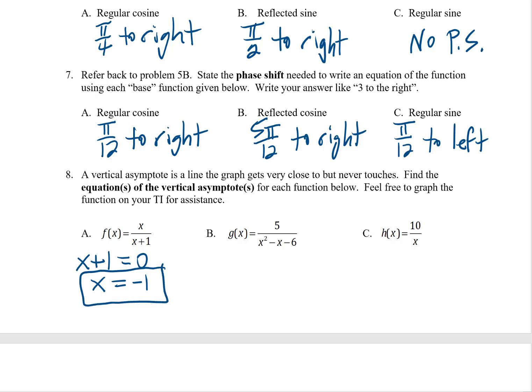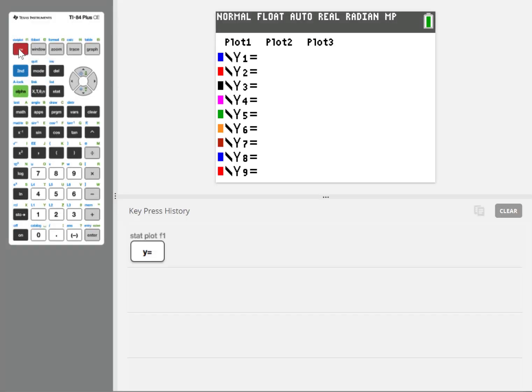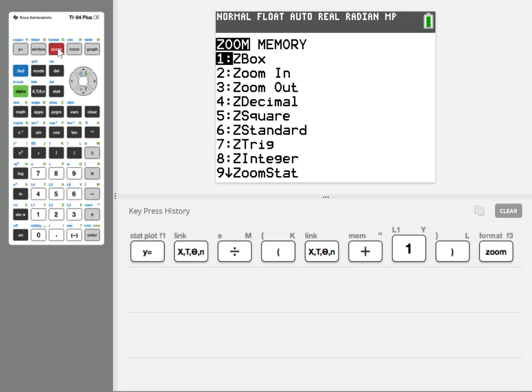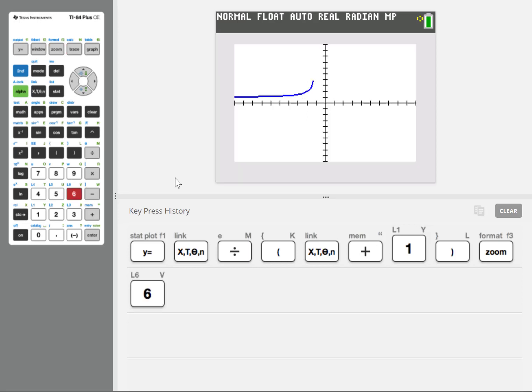Let's take a look at the calculator and verify that. So I'll go to the y equals area. I'm typing in x on the top. And then I'm going to have to put that x plus 1 in parentheses for the calculator to understand that the whole thing is in the denominator. I'm not sure exactly what window to use. In algebra, zoom 6 is often a good choice. It's just kind of a standard viewing window that shows you 10 in every direction.